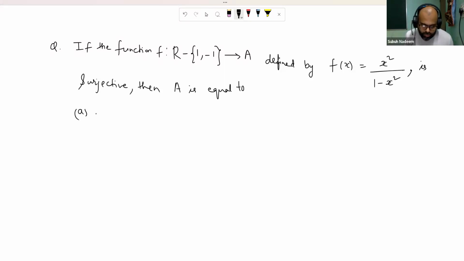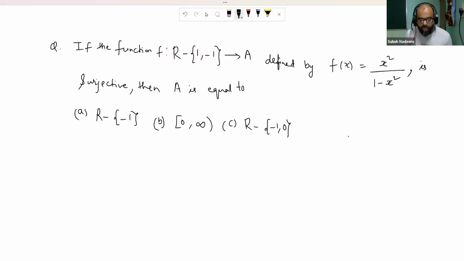options are: R except minus 1; 0 to infinity; R except -1 and 0; R except -1 and 0. So you know what is surjective?